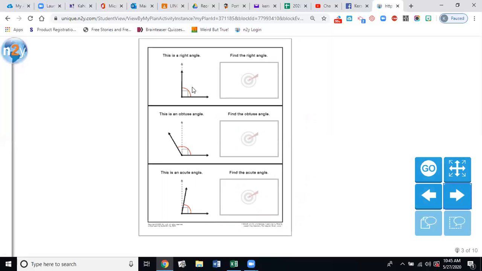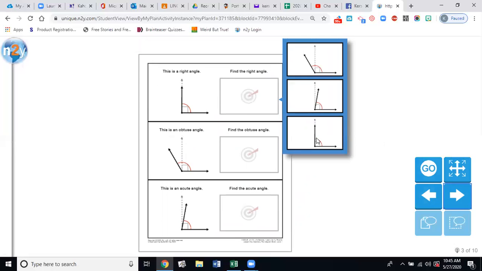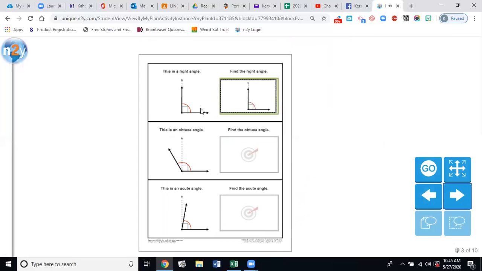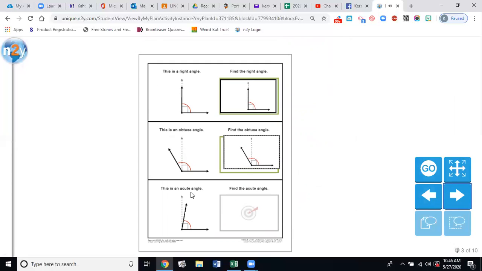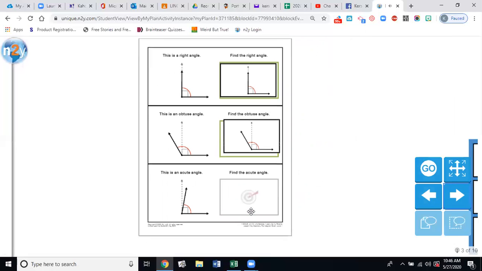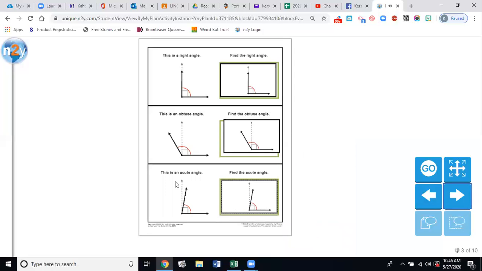Again, this is the right angle. You're going to find the right angle that looks exactly the same as the one given. This is an obtuse angle. Here's your obtuse. This is an acute angle. See, it doesn't look like it's doing a sit-up as far as that last example, but it's not straight up and down. It's kind of leaning forward a little bit.